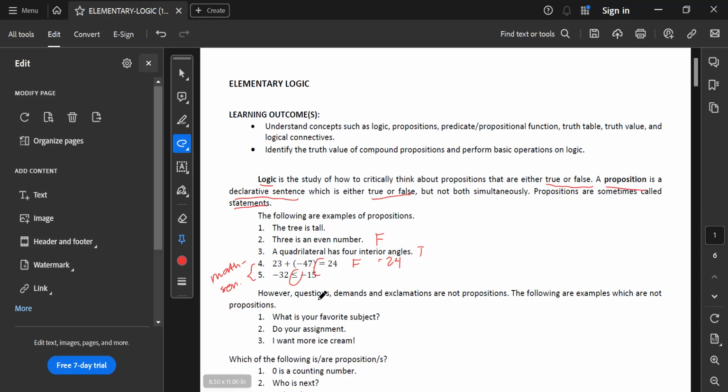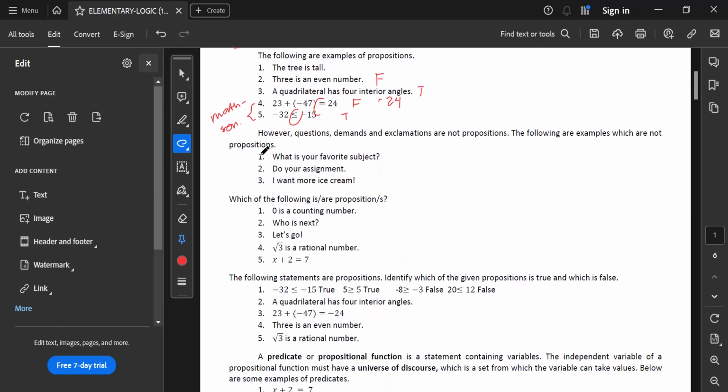And then the fifth example: negative 32 is less than or equal to negative 15, which is true. Remember, the bigger the number, the lesser its value. So this is true.